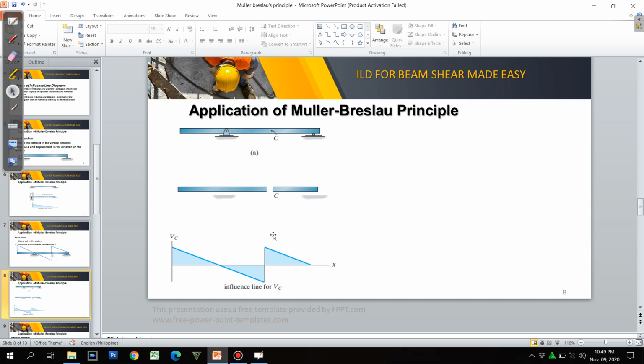And then for the ordinate, we have already introduced that we just get the base of this and then divide it by the whole base. Then we get this displacement here.